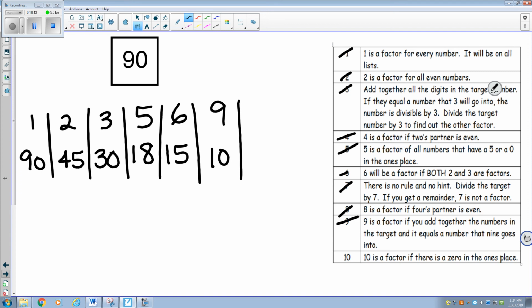10 is a factor if there's a 0 in the ones place, and there is a 0 in the ones place of 90, but 10's already right here on our list. We're not going to put 10 again. We're just trying to figure out all the different factors of our target number. 10's already up there, which means that we've found all of the possibilities, all the factors of 90. And in this case, we have 1, 2, 3, 4, 5, 6, 7, 8, 9, 10, 11, 12. 90 has 12 factors.